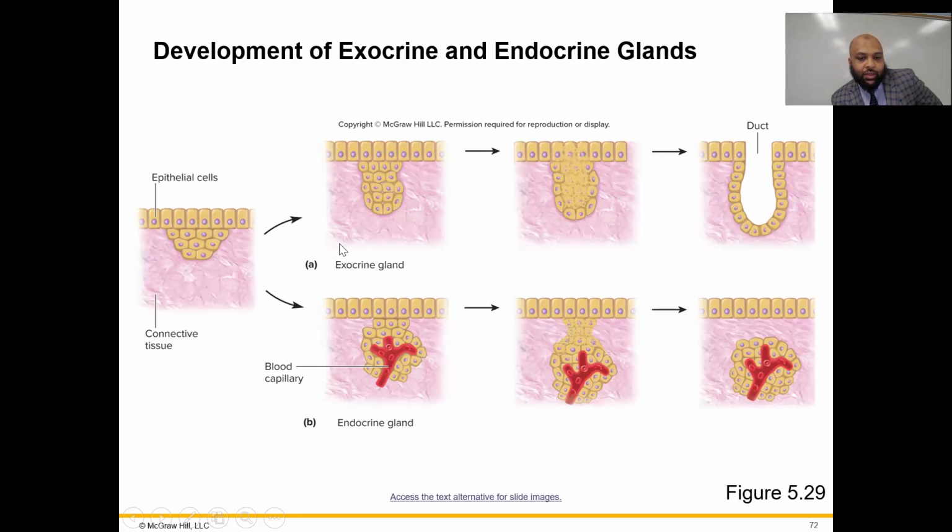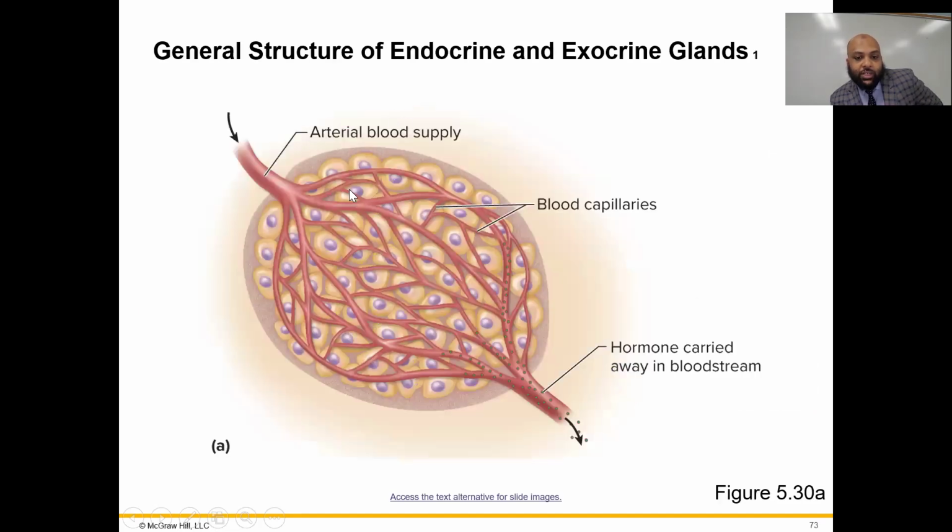You see, the exocrine gland will secrete its content inside a duct. But the endocrine gland secretes its content into the blood capillary, that's why it's connected to the blood capillary. Now what is that? Is this an example of an endocrine gland? In the back, that's the gland, the red part. So what does that represent? Endocrine gland or exocrine gland?